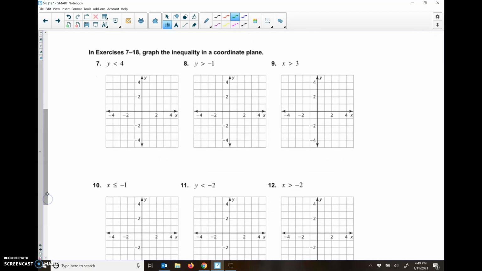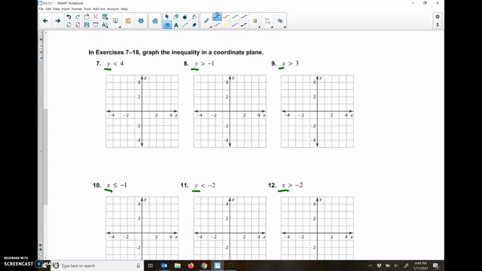Okay. These first couple ones here, they're all going to be straight lines. And the reason I can tell they're all going to be straight lines is because of how they're written. It's just y is less than, y is greater than, and then we got x is greater than, x is less than or equal to. So there's not really a slope here. So that's why I know they're just going to be straight lines.